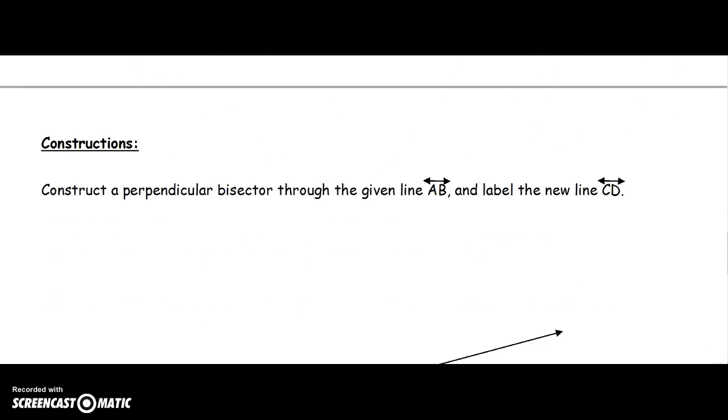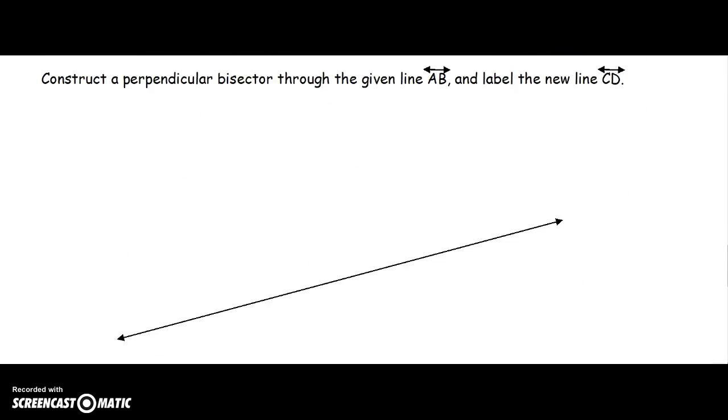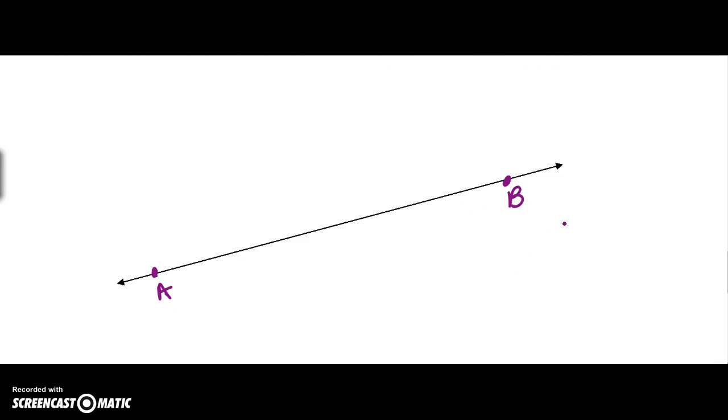Right now you need a compass and a protractor. What we're going to be doing is constructing a perpendicular bisector through the given line AB, here's AB, and we're going to label the new line CD. Now, what I want you to do is take the pointy part of your compass and put it right here on A. Stretch your compass out about 3/4 of the way. What I want you to do then is draw a half arc or circle.